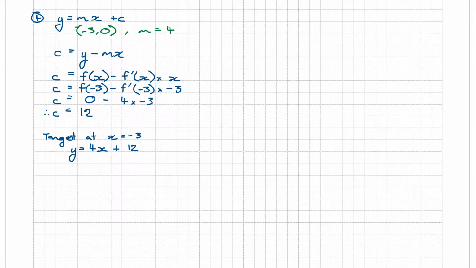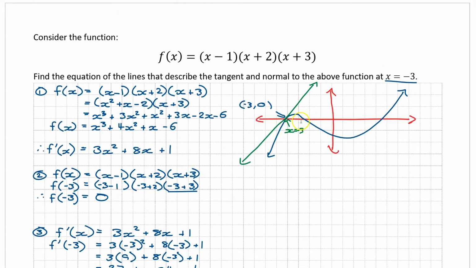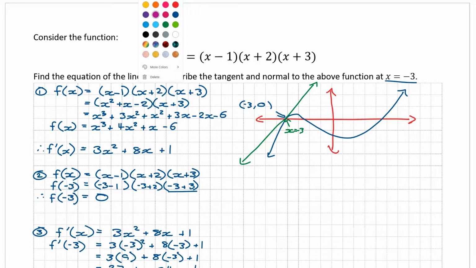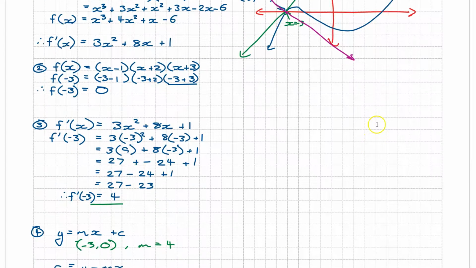Too easy. Alright, now that we've got the tangent, let's go for the normal. The normal, remember, being the line that runs perpendicular to the tangent and cuts through this point negative 3 and 0 there.